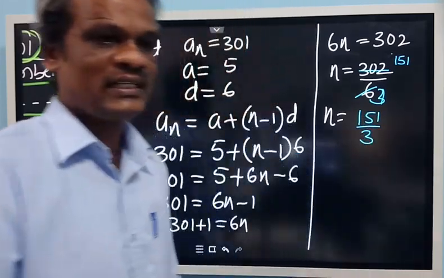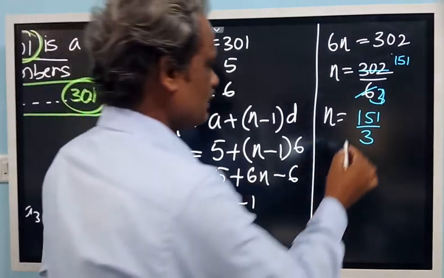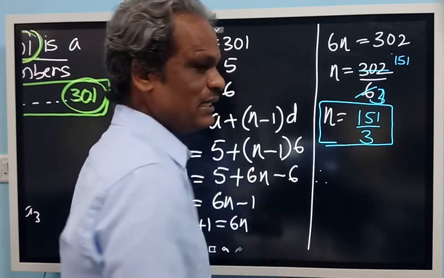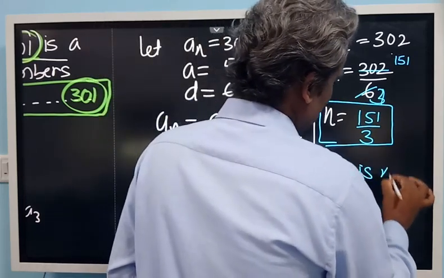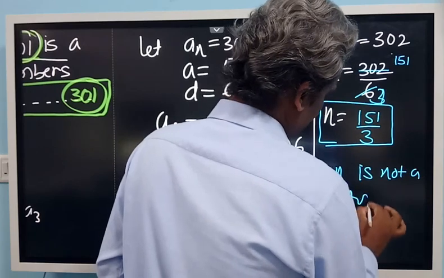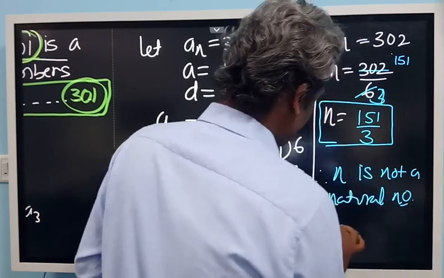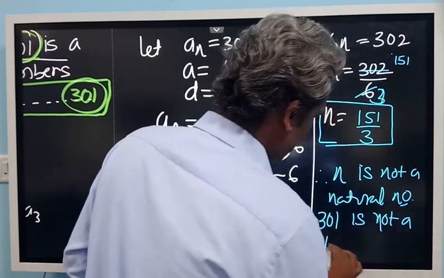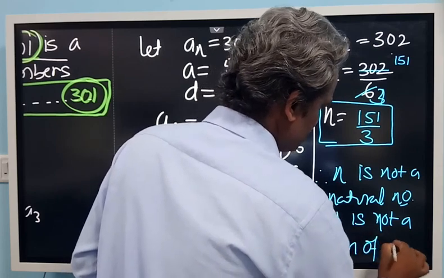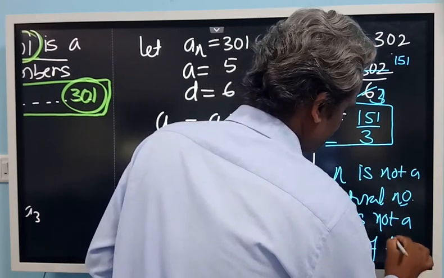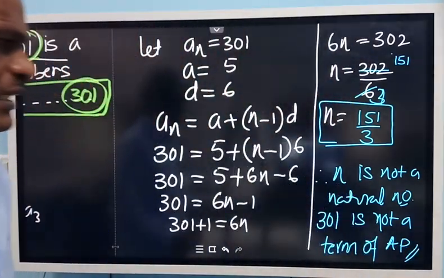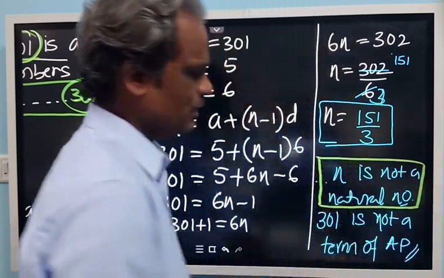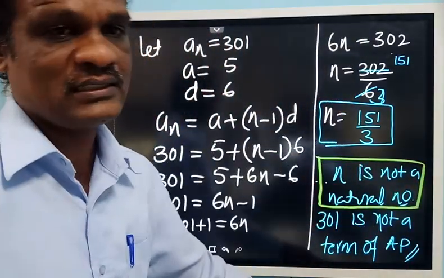So look at this, you are not getting a natural number. You are getting a fraction, a number in the form of a fraction. There you can conclude that n is not a natural number. So therefore 301 is not a term of the given AP. You conclude that n is not a natural number. Therefore it is not in the list.